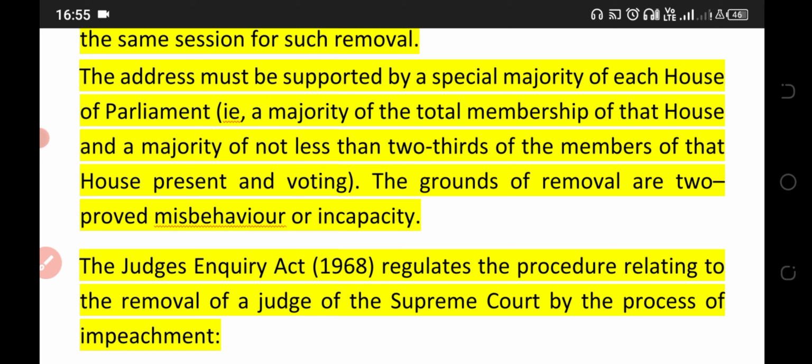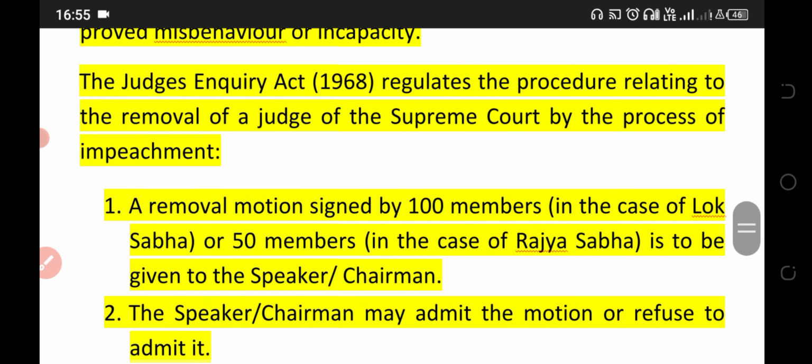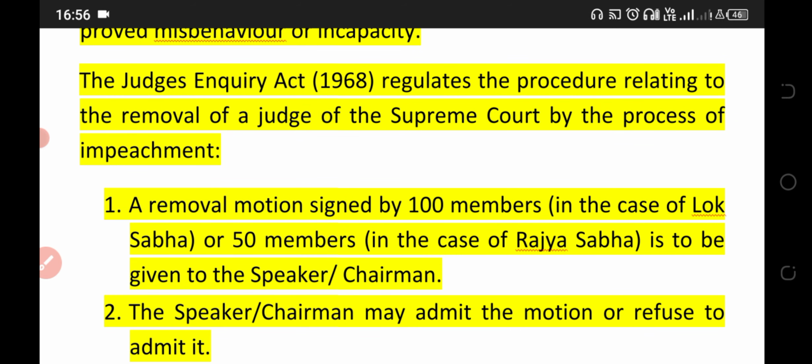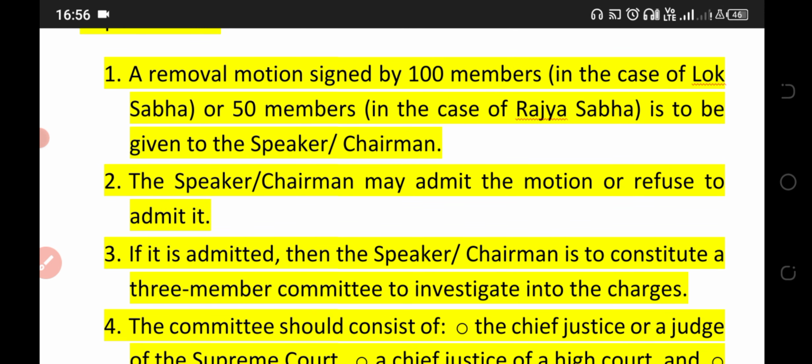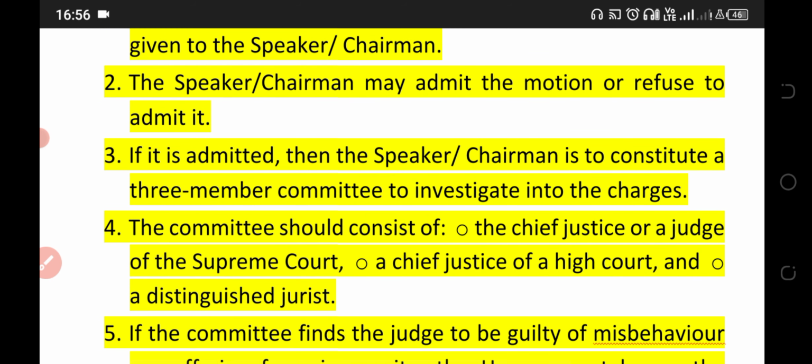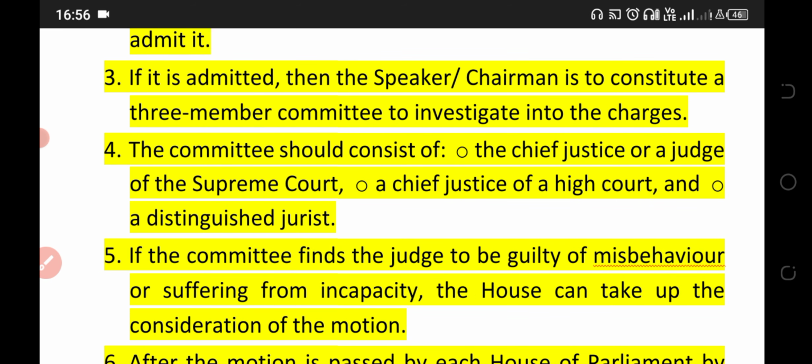The grounds of removal are two: proved misbehavior or incapacity. The Judges Inquiry Act 1968 regulates the procedure relating to the removal of the judges of the Supreme Court by the process of impeachment. A removal motion signed by 100 members in the case of Lok Sabha or 50 members in the case of Rajya Sabha is to be given to the Speaker or the Chairman. The Speaker or the Chairman may admit the motion or refuse to admit it. If it is admitted, then the Speaker or the Chairman is to constitute a three-member panel to investigate the charges.